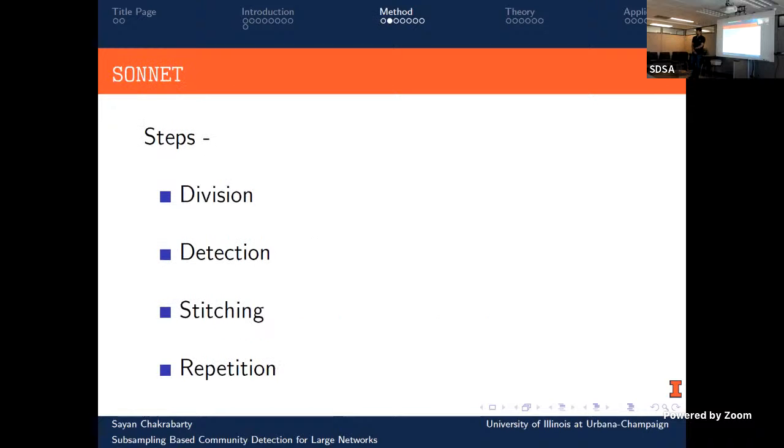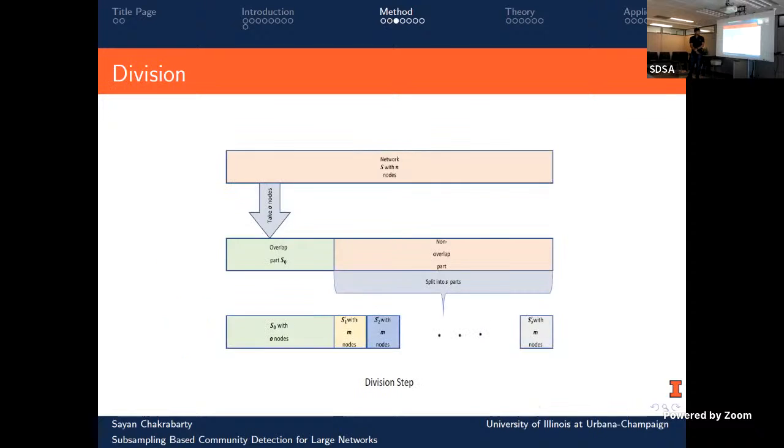Our algorithm is called SONNET, or subsampling on network. It has 4 major steps: division, detection, stitching, and repetition. In the division step, we start with the entire network S, which has, say, n nodes, and then we randomly select O nodes and fix them as an overlap part. We keep that part fixed, and we split the remaining n minus O nodes into S equal parts and call those the non-overlapping parts.